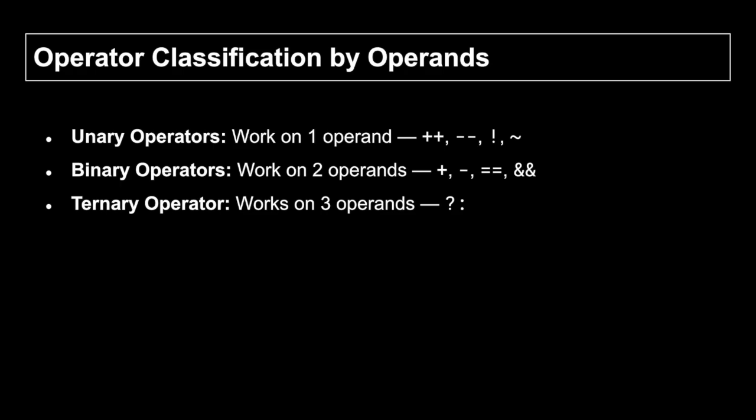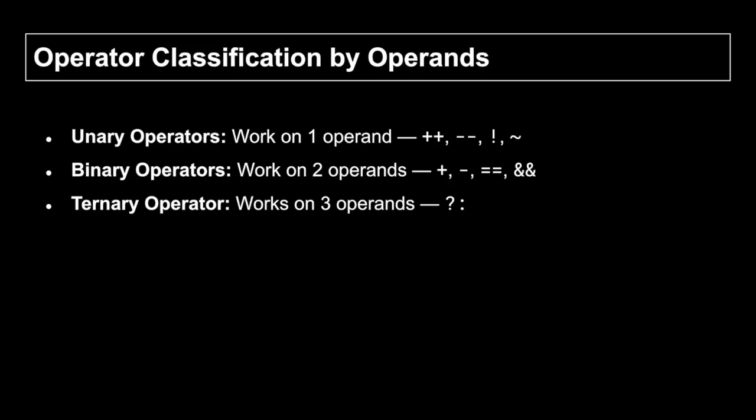Then classification by operands. Operators can also be classified based on the number of operands they work on. Unary operators work on one operand, like plus plus, minus minus, and so on. Binary operators work on two operands, like plus, minus, equal to, logical, and so on. Ternary operators work on three operands.